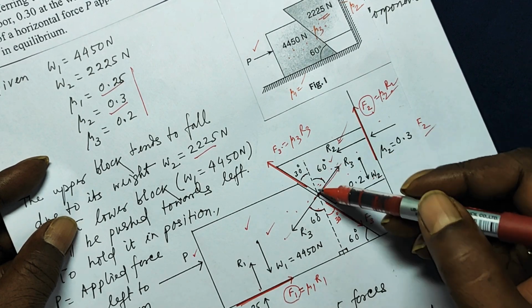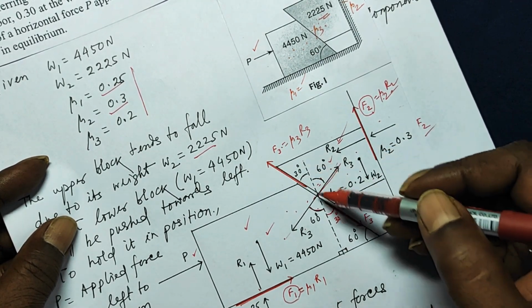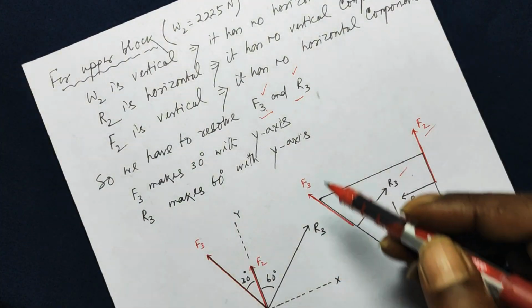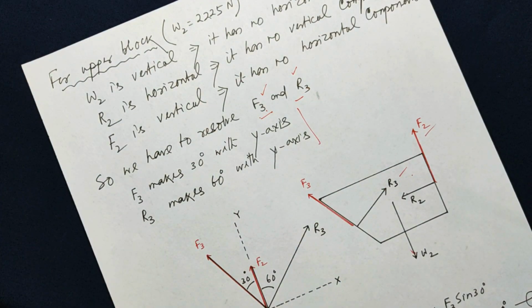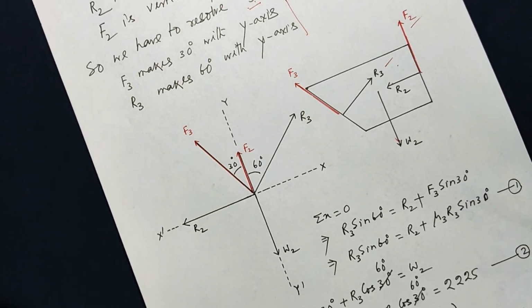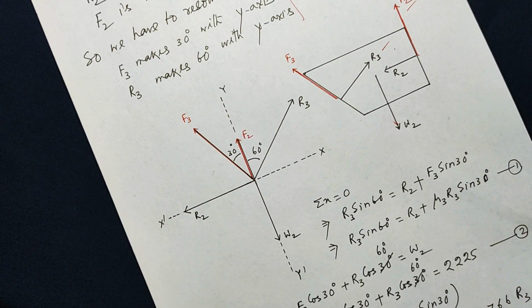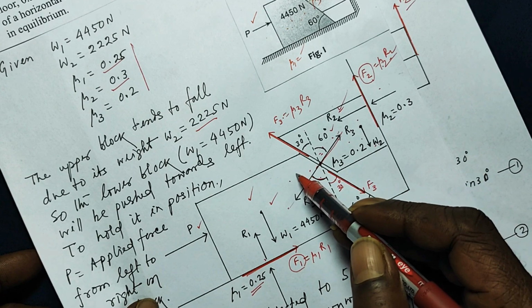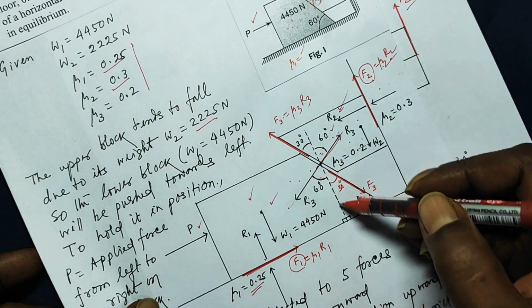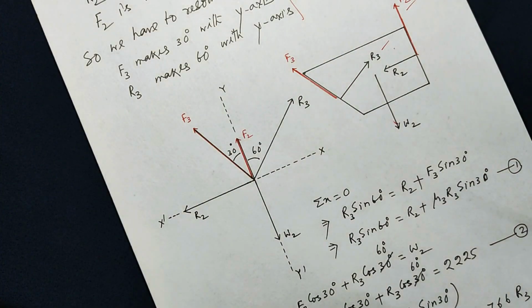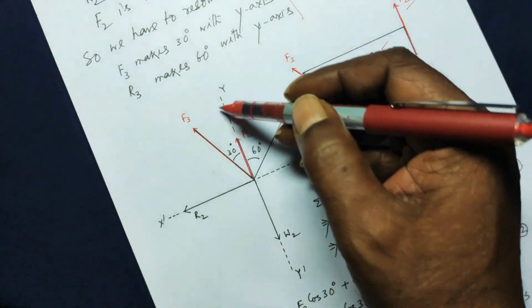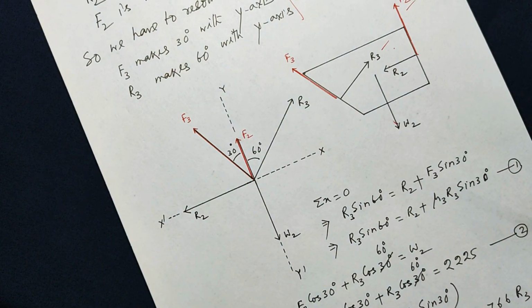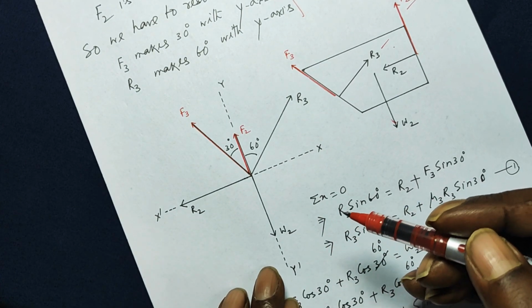R3 makes 60 degree with y-axis. F3 makes 30 degree with y-axis. So that is what I have explained here. So then the free body diagram. Now at this point of contact, if you draw a horizontal line like this and a vertical line like this, the horizontal line is your x-axis, the vertical line is your y-axis. So the forces are shown.